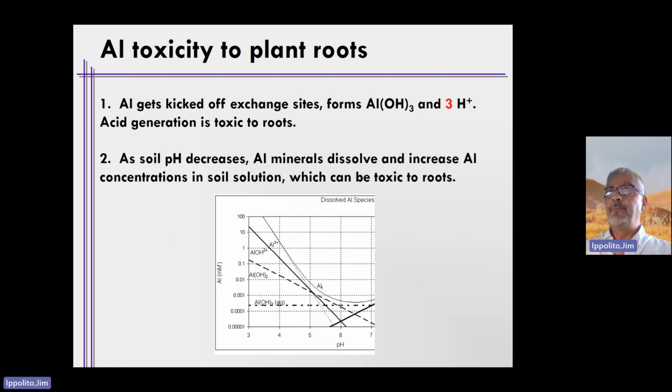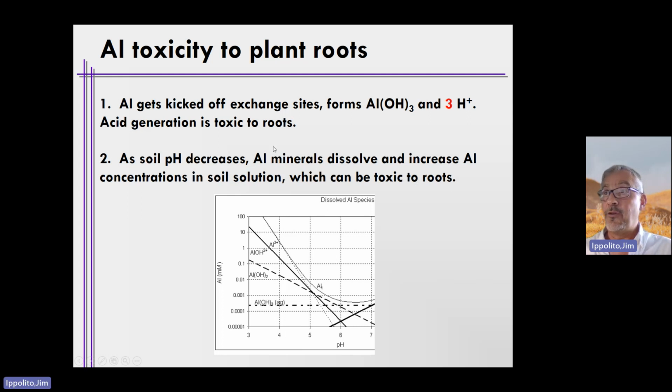Okay. So aluminum toxicity to plants. What happens? Aluminum gets kicked off exchange sites, sites like the edges of clay particles. You're going to learn about this in the next unit. You probably learned about this in your introductory soil science class at one point in time, that clay minerals are negatively charged and they can attract positive ions like aluminum, which is +3. When aluminum gets kicked off an exchange site, it can react with water in the soil solution to form aluminum hydroxide and release three free hydrogen ions. And this acid generation is toxic to roots.